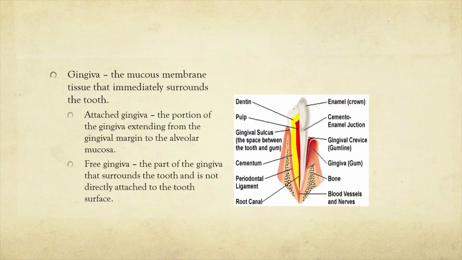So gingiva, coming to the soft portion of the tooth, this is a mucous membrane tissue that immediately surrounds the tooth structure. And again, gingiva has two different histologic presentations. The attached gingiva is the portion of the gingiva which extends from the gingival margin to the alveolar mucosa, but your free gingiva is the part of the gingiva that surrounds the tooth itself, and it's directly attached to the tooth surface, and these all provide functionality and protection to the tooth itself, and aid in mastication.